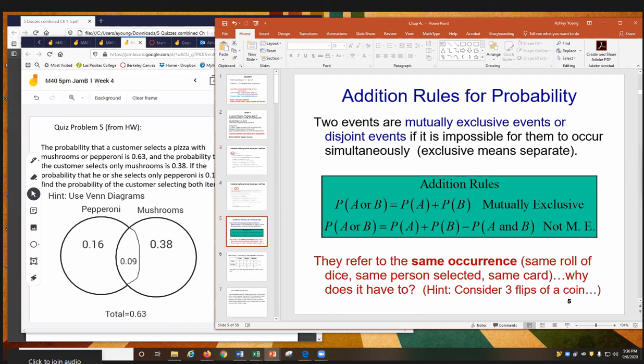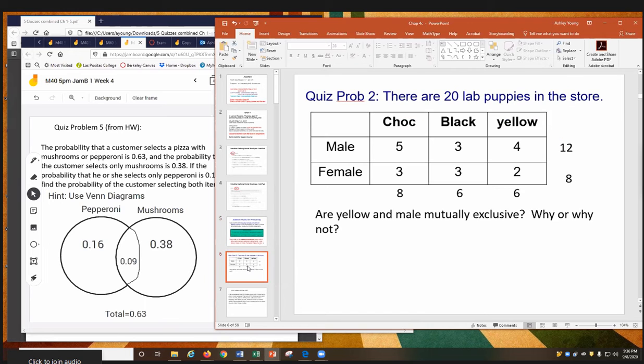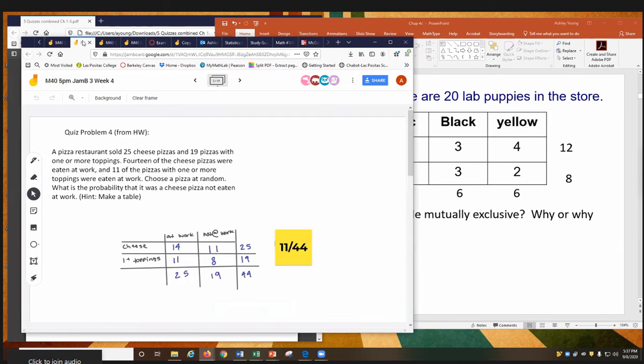Thank you so much. Excellent. And nice job reading those symbols too. Perfect. So this is kind of what we went over last time, right? Mutually exclusive means that they cannot occur simultaneously. You cannot be both at the same time. That's mutually exclusive. So this is your quiz problem 2. Let's see what people said about it. Let's see if anybody did it.